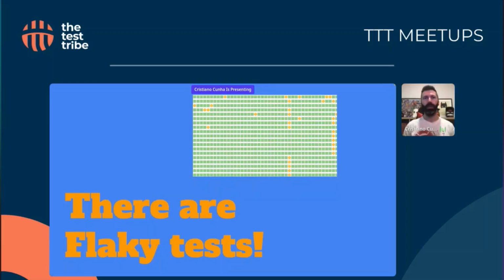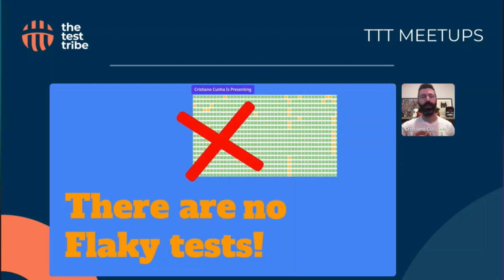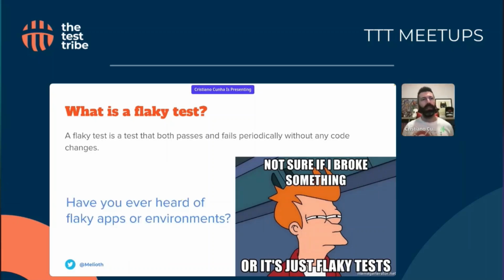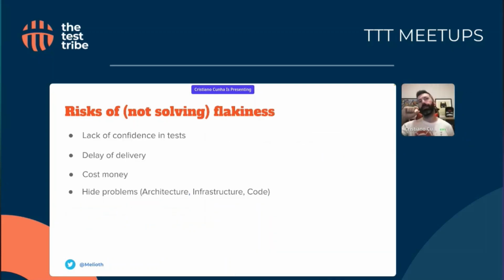I'm here today to talk about flaky tests, or more directly, that there are no flaky tests, and why is that, and why do I make such a bold statement and controversial one? Why were we so fast into sticking the flaky tag into testing? Because I don't remember seeing any flaky applications or flaky environments. This is something that is really, really important.